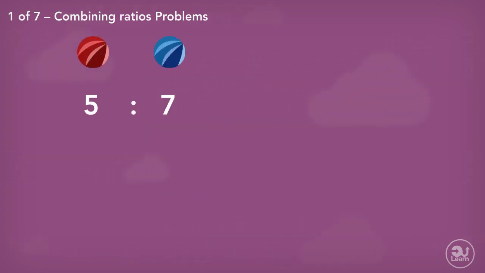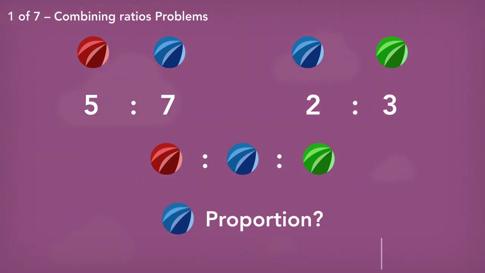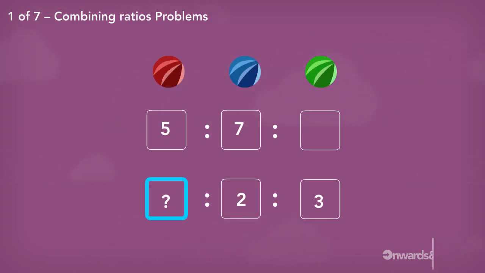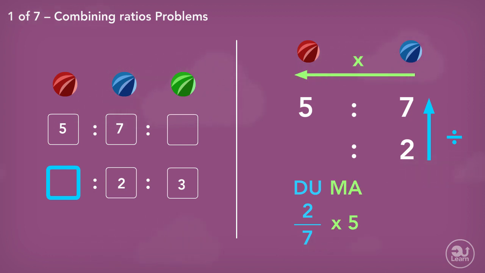Looking at a slightly different question, the ratio of red marbles to blue marbles is 5:7. The ratio of blue marbles to green marbles is 2:3. Find the ratio of red to blue to green in its simplest form. What is the proportion of blue marbles? Like the previous example, we lay out our values. To find this missing value, we divide up, multiply across.